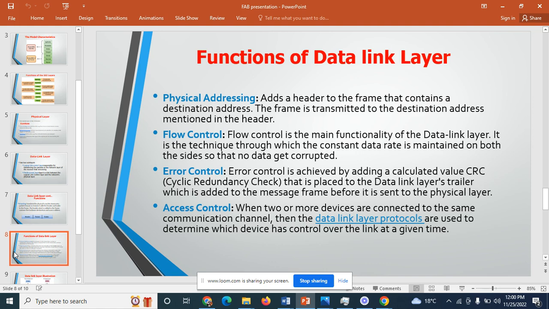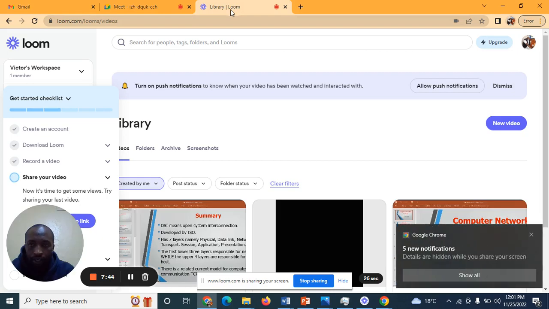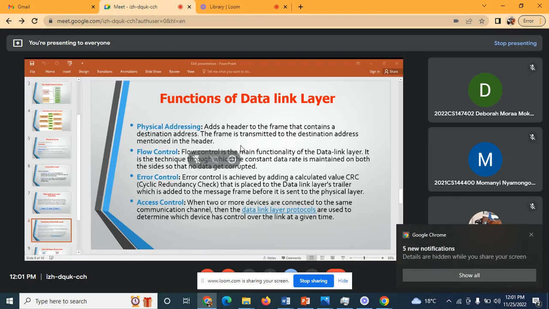Flow control, the data link layer has a technique through which a constant data rate is maintained to transfer data from one machine to another on both sides of the network. Error control, we have the cyclic redundancy check, which is placed at the start. Sorry for that.